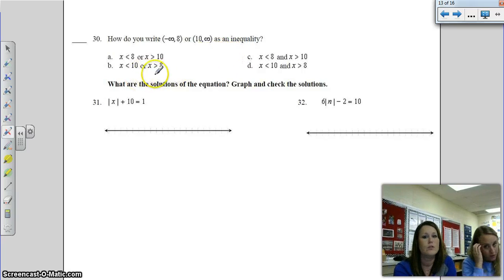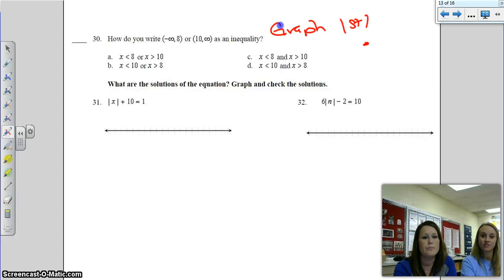Same thing here. Okay. Grab it first. Do what you need to do. I'm going to write that. Graph first. Cool. Okay. Here we go. 31. Let's do 31. Perfect.